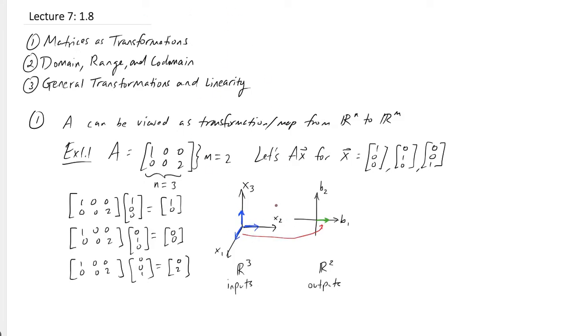This vector goes to the 0 vector, which we'll represent by a dot. So this goes to the 0 vector. And then the last vector goes to (0, 2), which is a vector that has length 2. And it lies on the b2 axis exclusively. Okay, so we've done these matrix vector multiplications before. We're viewing this as a transformation from one space to another. Put any vector in, you get a vector out. The input vectors are our 3 vectors and the output vectors are our 2 vectors.